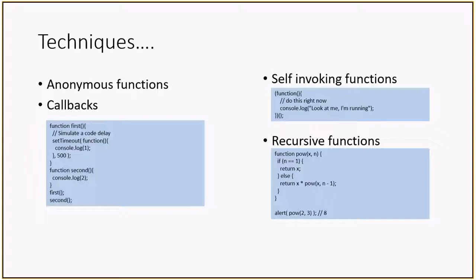Then comes the self-invoking function. Probably you have seen this kind of structure. You declare a function inside a close parenthesis, and then you finish with parentheses. This is called a self-invoking function. What it does is that the declaration of the anonymous function as well as the invoking happens at the same time.